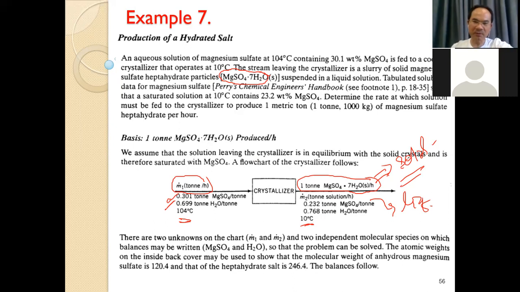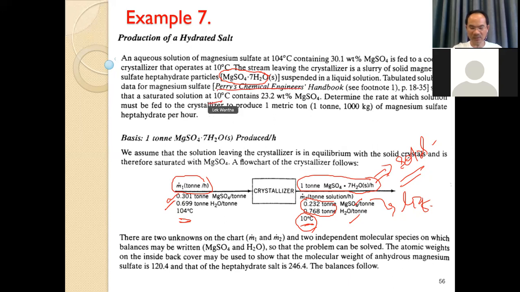The liquid solution is also at saturation. This contains magnesium sulfate dissolved in water. How to determine the fraction of magnesium sulfate and water at the outlet? For this case, you know the temperature. So you have to determine the solubility at 10 Celsius. For this case, we obtain the solubility from a textbook.